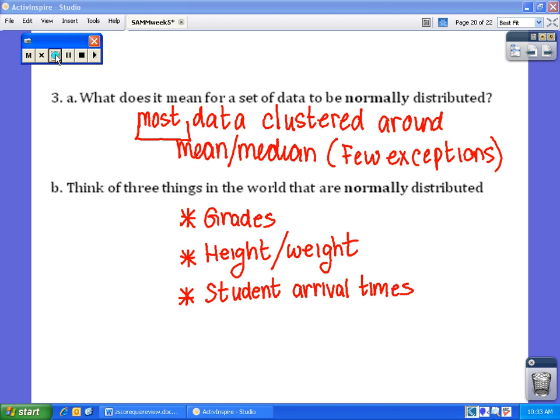Height or weight, most people are around the average, some people are higher than the average, and some people are lower than the average. And then student arrival times to class. Some students are late, some students are extremely early, but most of the students arrive exactly on time.